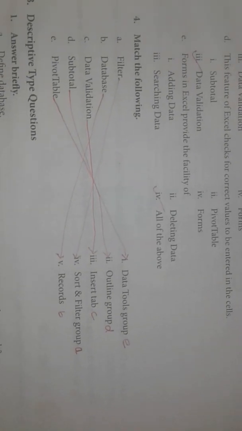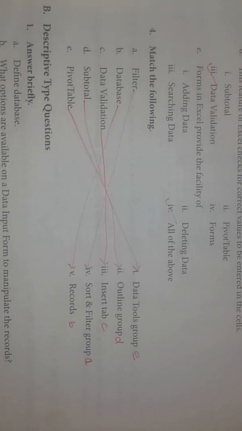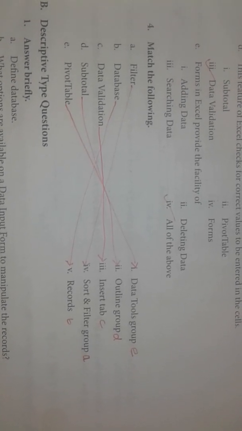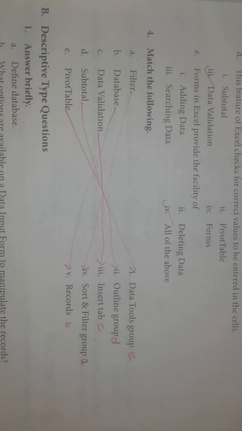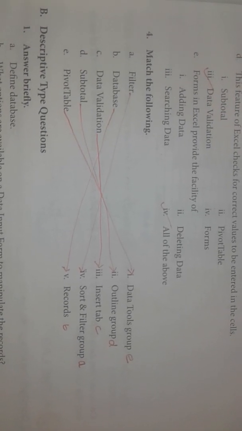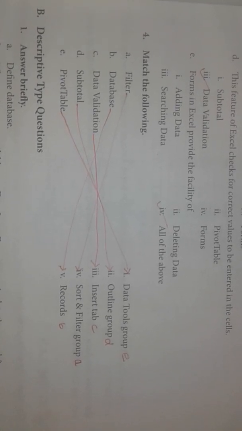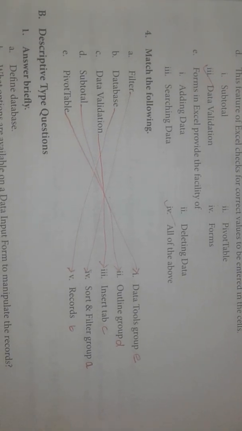Then moving forward to the match-ups. Filter: sort and filter group. Database: records. Data validation: insert tab. Subtotal: outline group. Pivot table: data tools group. So these are the match-ups which you need to do in your copies, MCQs as well as the match-ups, and the question and answer we'll do in our next video.